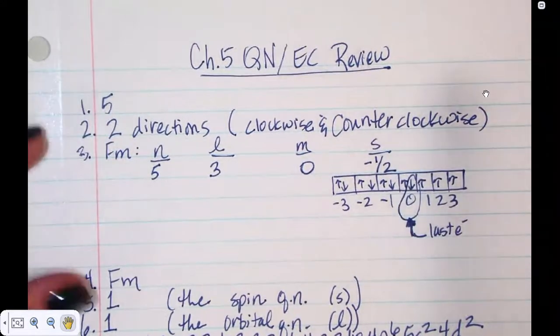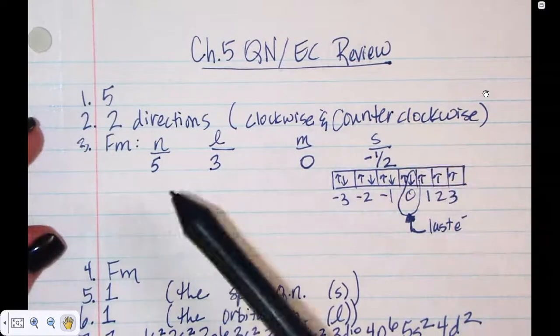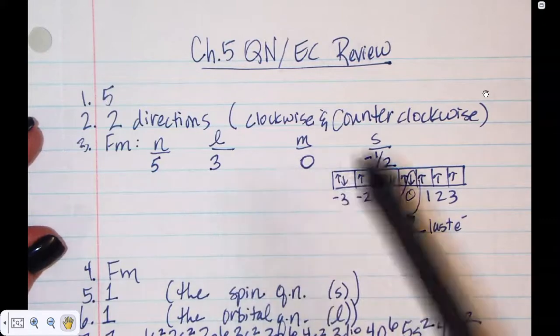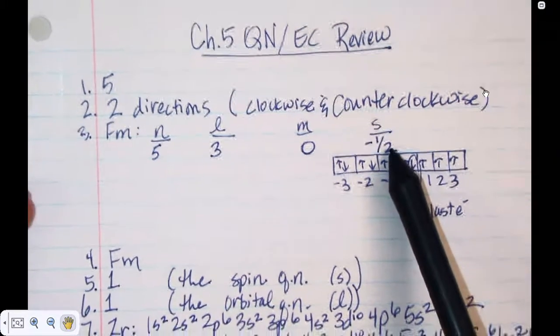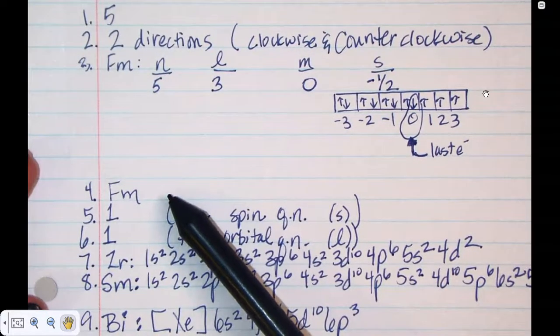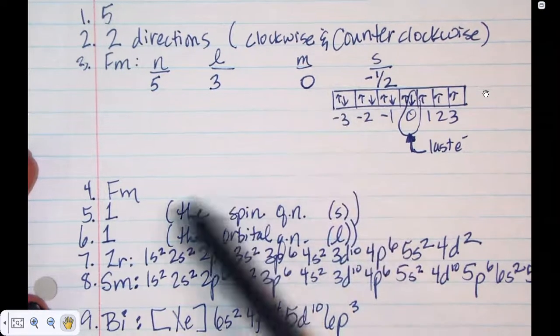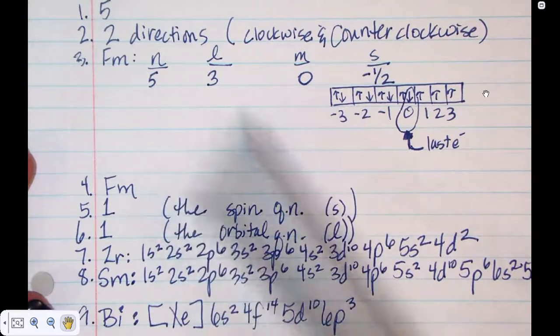Number 3, one of the 4 quantum numbers for the last electrons in fermium. So n is 5, l is 3, m is 0, and s is negative 1/2. For number 4, I gave you the quantum numbers, 5, 3, 0, negative 1/2, which is what you had up here too. So this was fermium again. So if you identify the element, it's fermium. Both of these were for fermium.